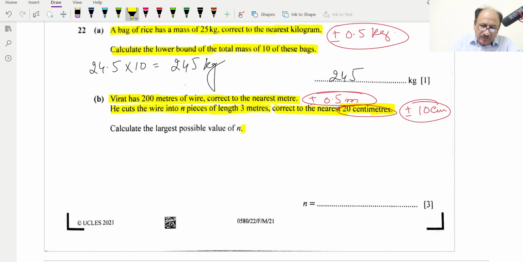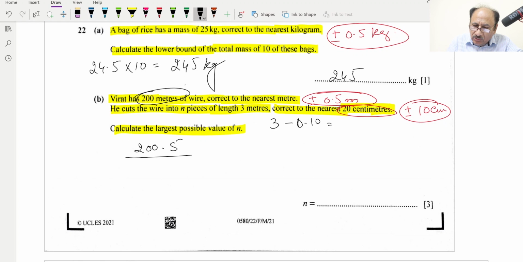And they are saying calculate the largest possible value of n. So we will be first checking for the upper bound of this one, which is 200. We require upper bound of wire so that we can get the maximum pieces, and we'll be using the lower bound of these numbers. So he cuts the wire into n pieces of length 3 meter, correct to the nearest 20 centimeters. So 3 meters will be reduced by this one. So minus 0.10 will be equal to what? This will be 2.90 meters will be the length of the piece.